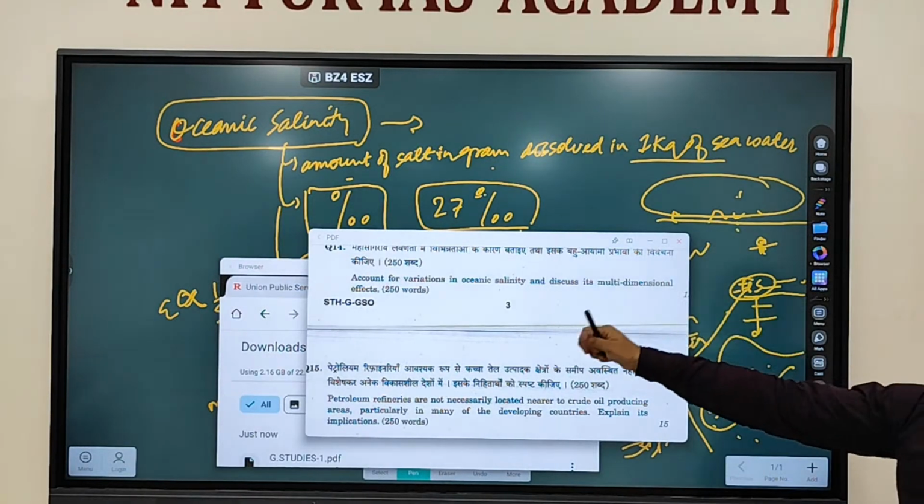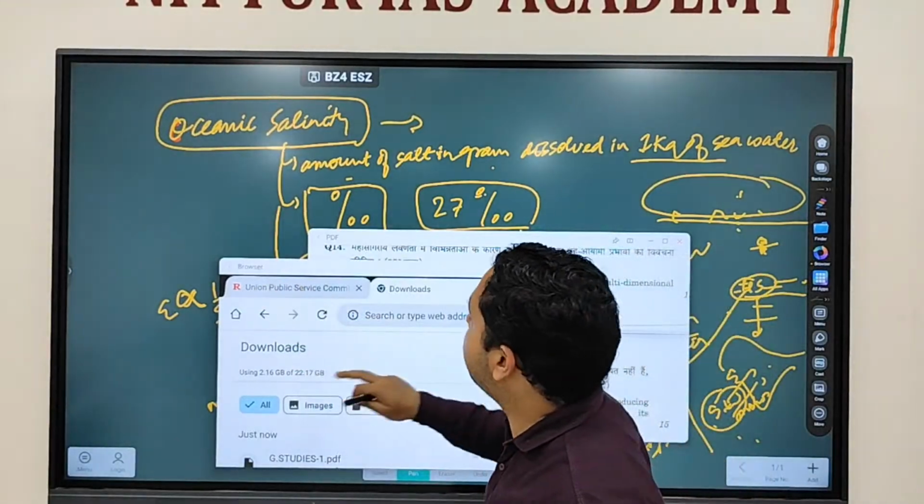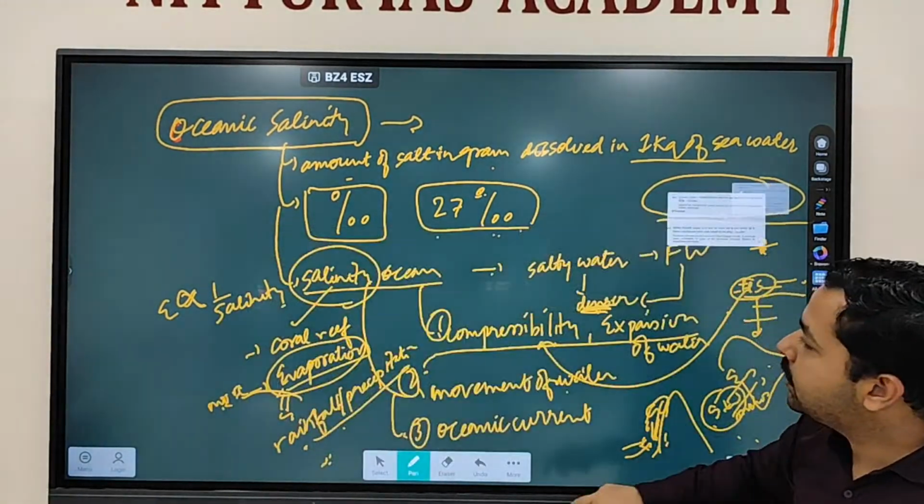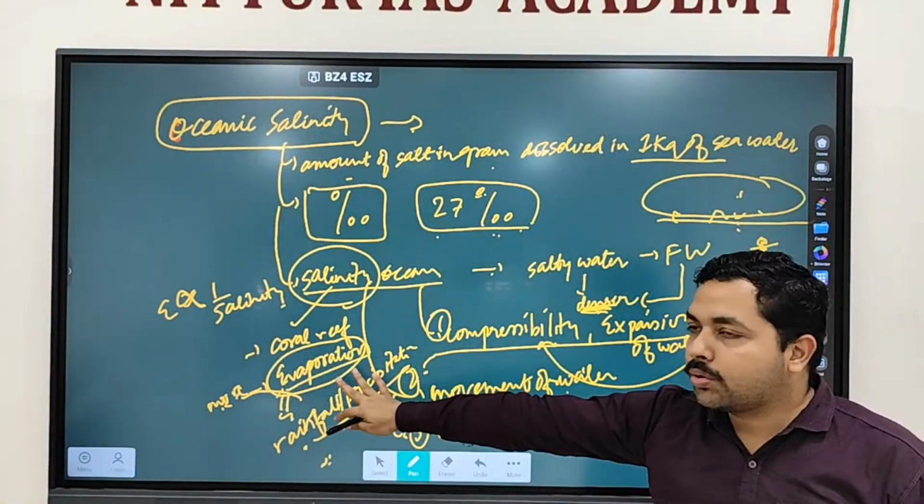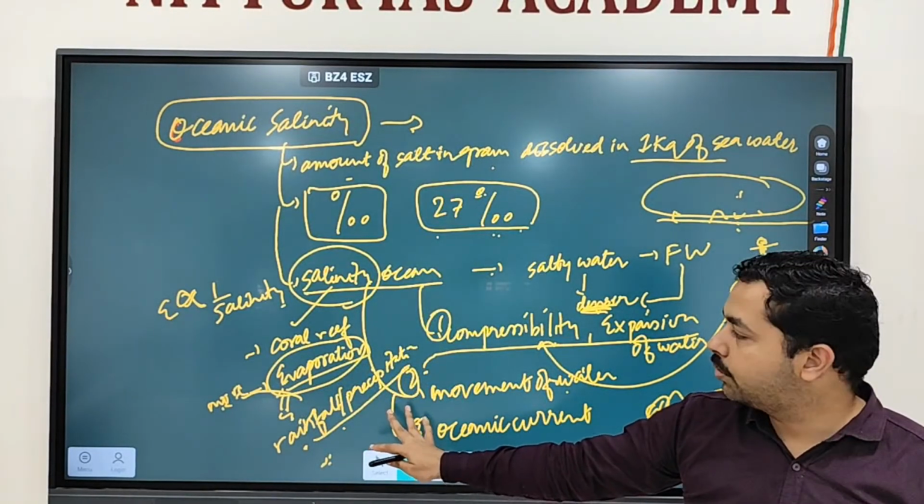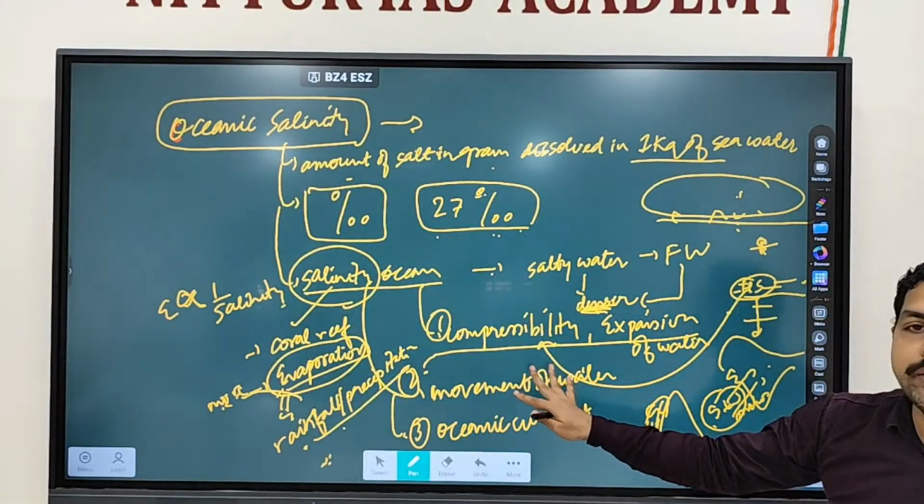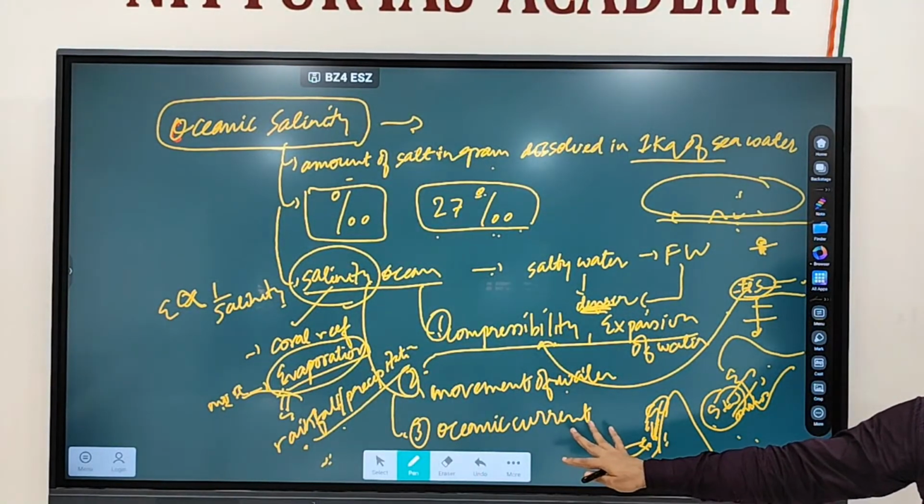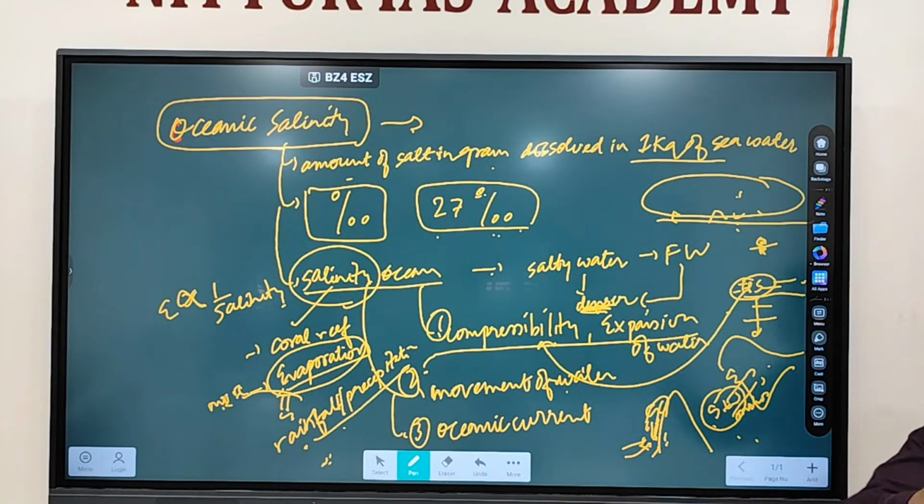Just now we discussed what salinity is doing. It is determining your evaporation, your rainfall, your precipitation, compressibility, the movement of oceanic currents. So this is the multi-dimensional effect of oceanic salinity. Clear? So you can see directly the question has been asked related to oceanic salinity in examinations.